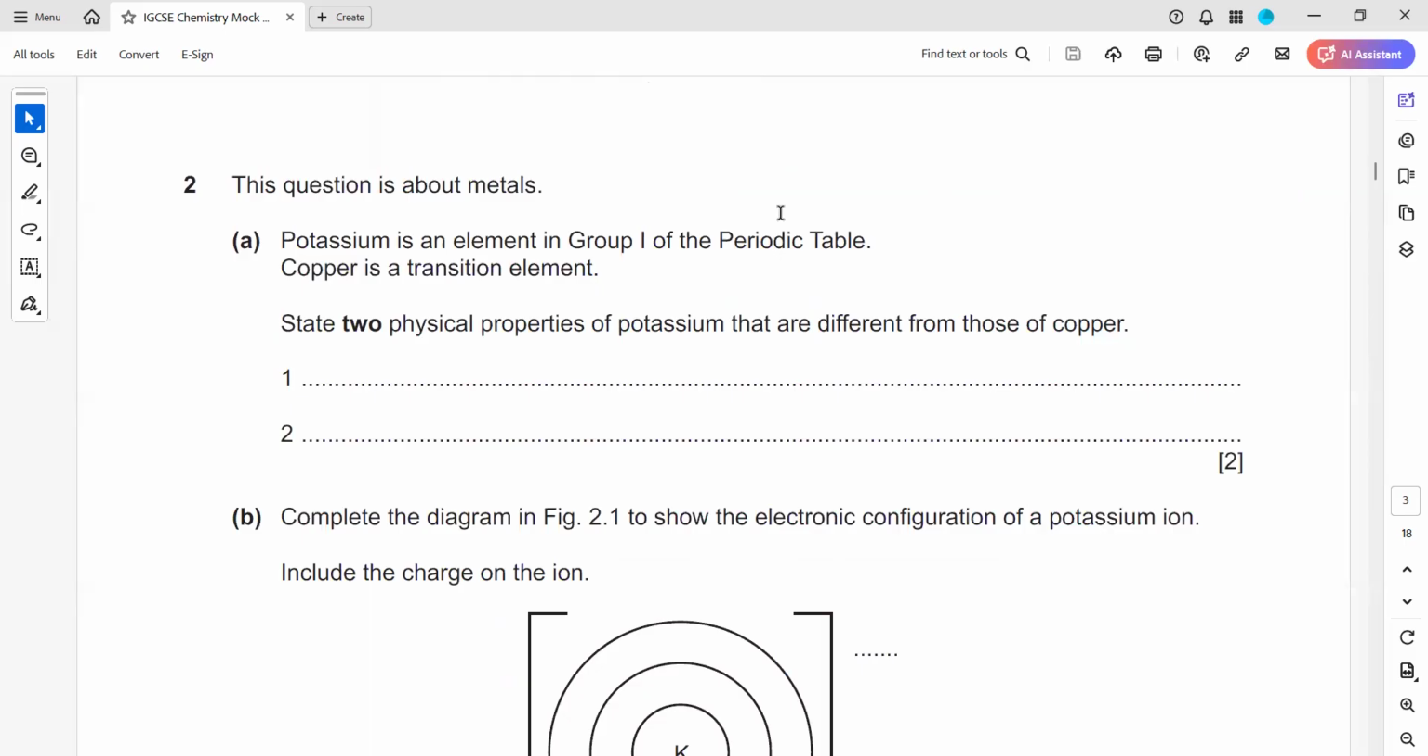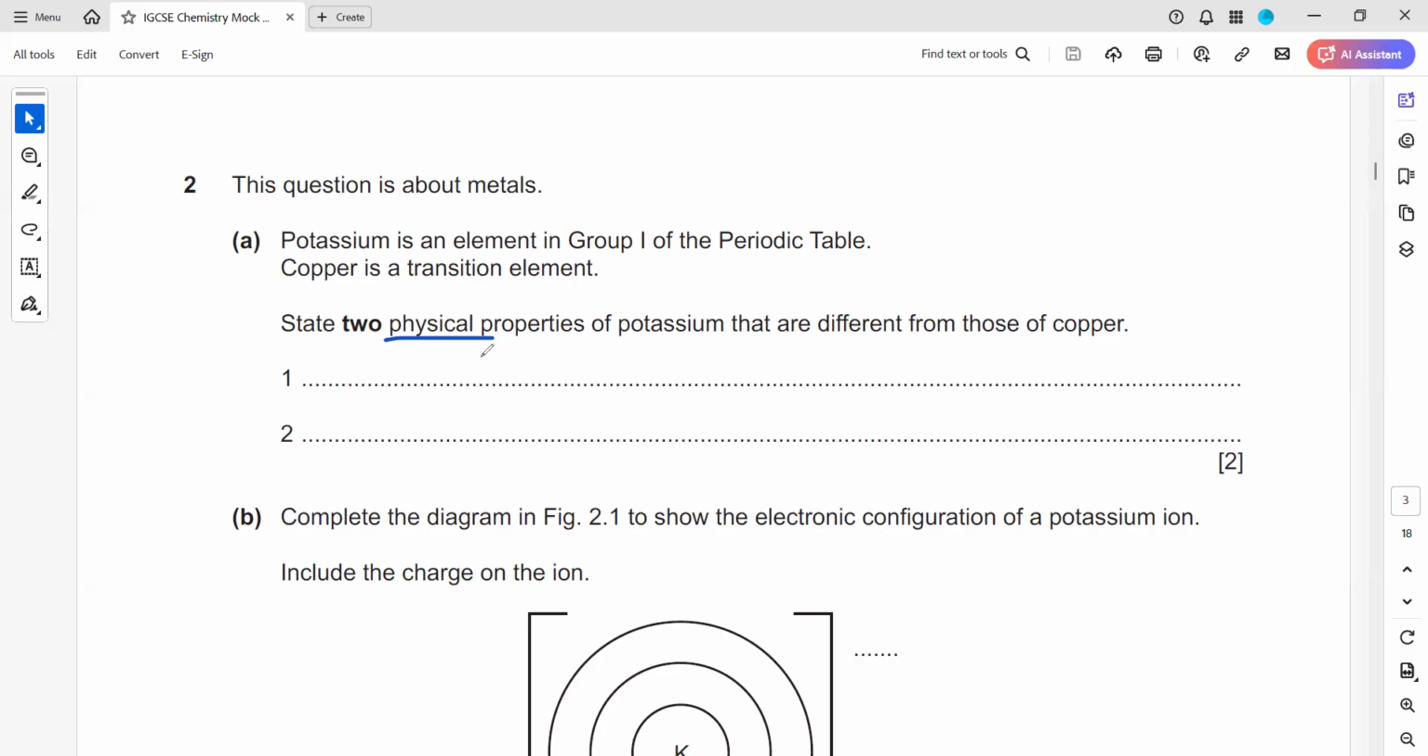This question is about the metal potassium. Potassium is an element of group 1 of the periodic table. Copper is a transition element. Give two physical properties of potassium that are different from copper. Copper has a higher melting point, or greater. Potassium has a low melting point, or vice versa, and you can also say density. So you can compare.